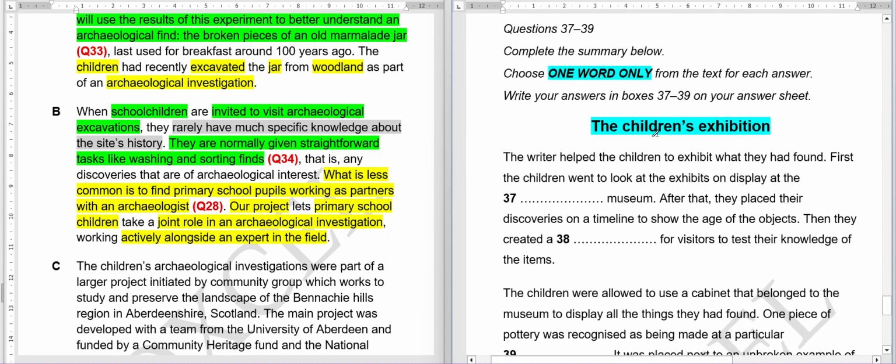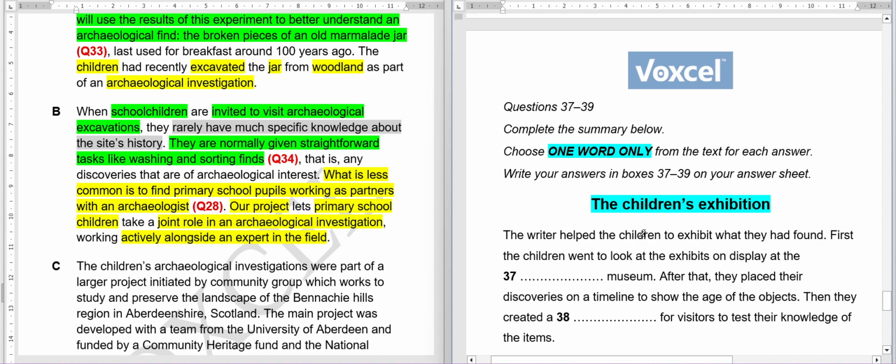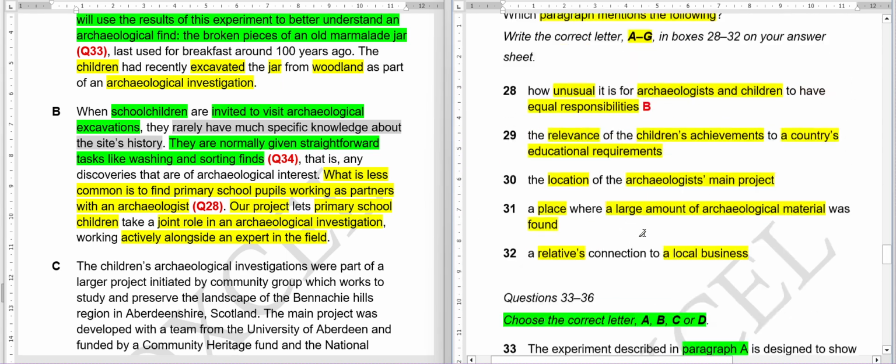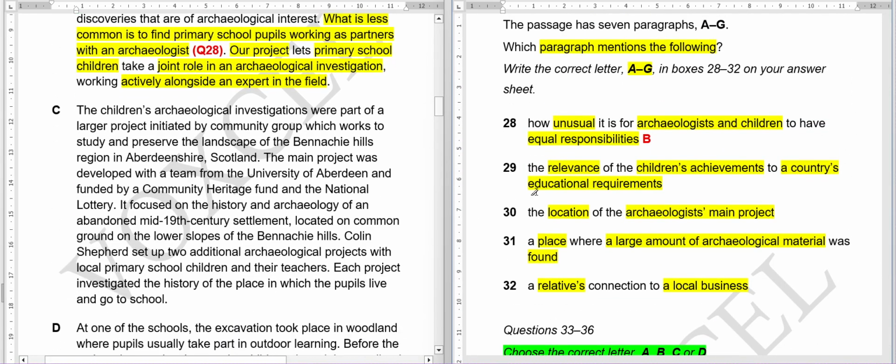37, 39. Is there any mention of children's exhibition? No, there is no mention of any children's exhibition. So there is no need for reading any question. And we know the 40th is the title, so we will not visit that.